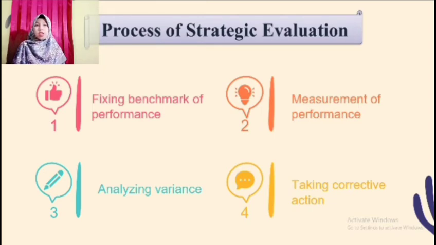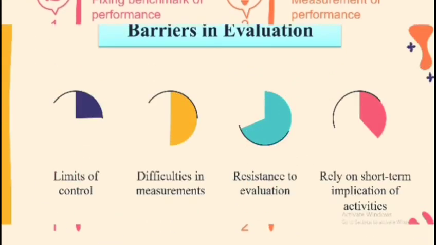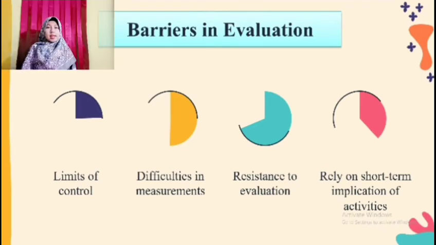Once the deviation in performance is identified, it is essential to plan for corrective action. Barriers in evaluation. There are four barriers in evaluation, which are limits of control, difficulties in measurement, resistance to evaluation, and reliance on short-term implication of activities.